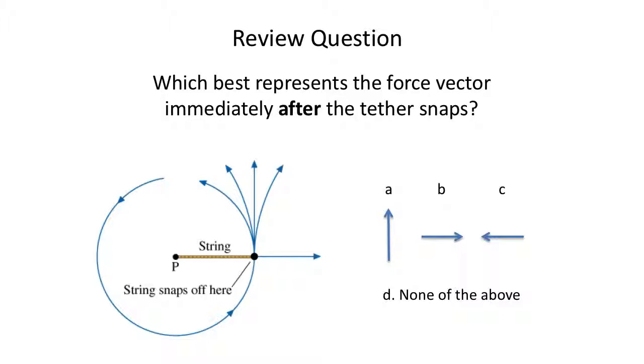And then that string, the tether, is just snapped at the point that it's shown. So right where that point is, the ball gets kind of disconnected from the string. And the question is, be careful of the question, because there were several of these when we were studying this before. Which best represents the force vector immediately after that tether snaps? Okay? So again, this should be review, but it's not unusual for people to miss this one.